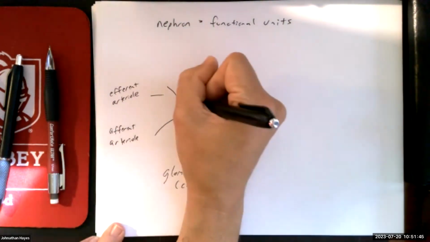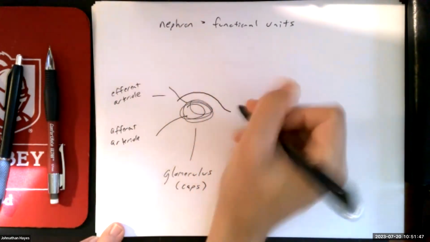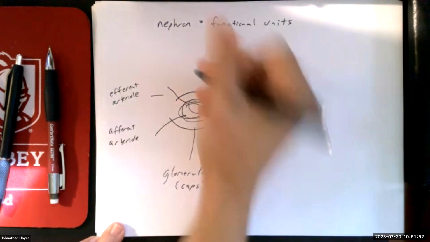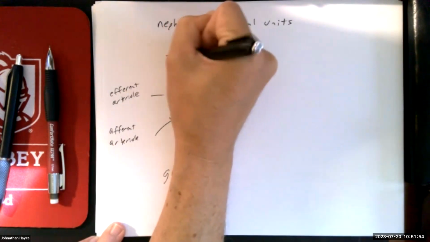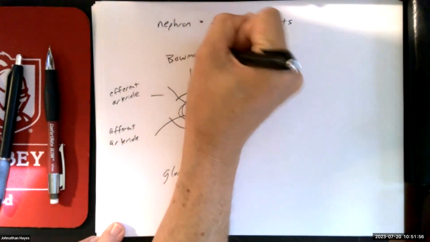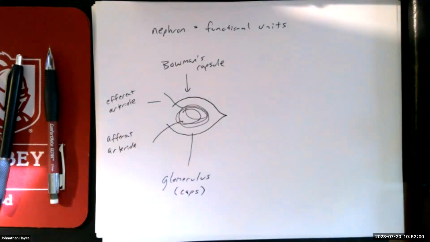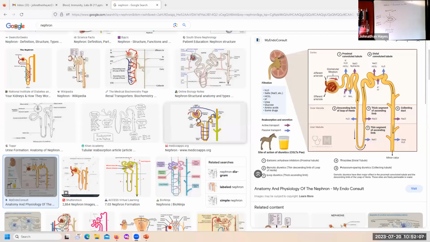And surround that with a capsule. So it's encapsulated so we can capture what's going to come out of this thing. And the capsule is called a Bowman's capsule. There you go. And that's the first functional half of a nephron, which really doesn't look a whole heck of a lot like these pictures, right? But it's just showing this part right here.